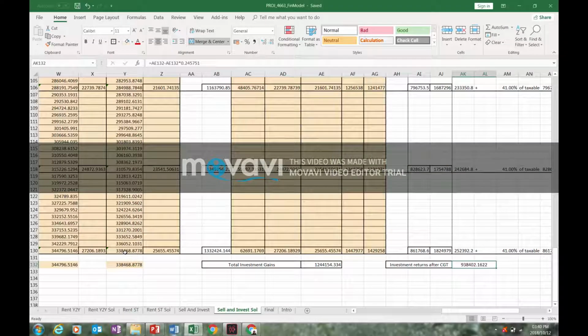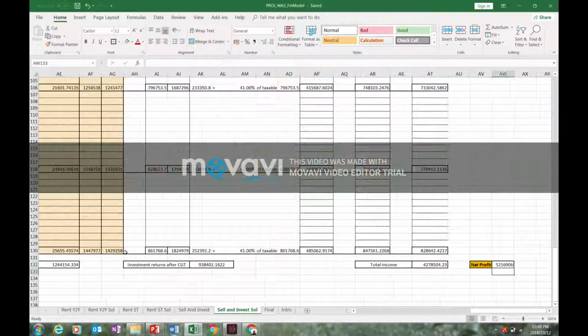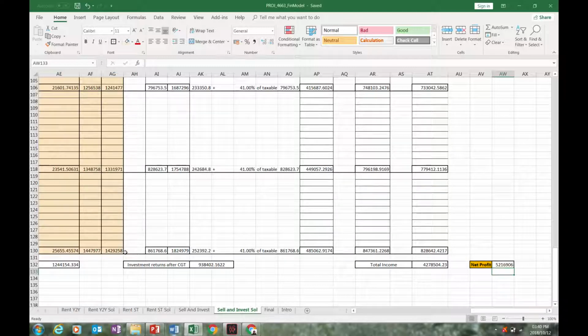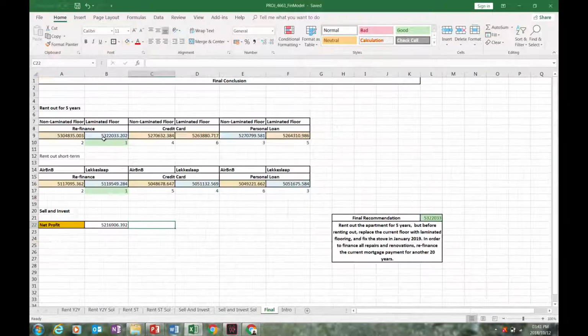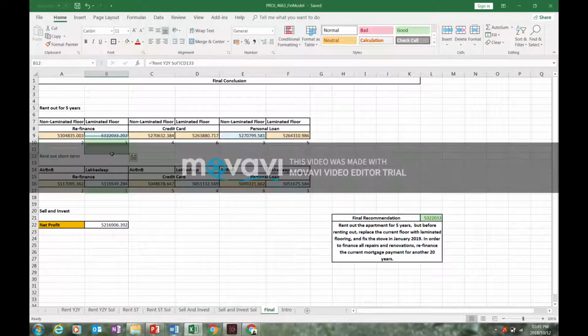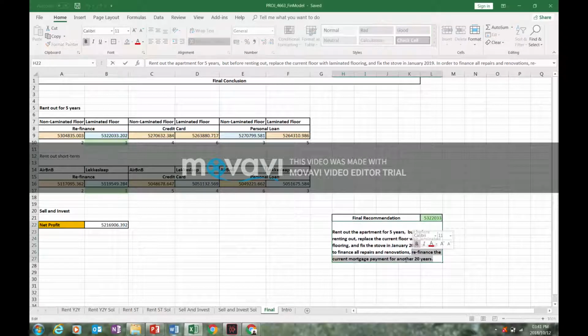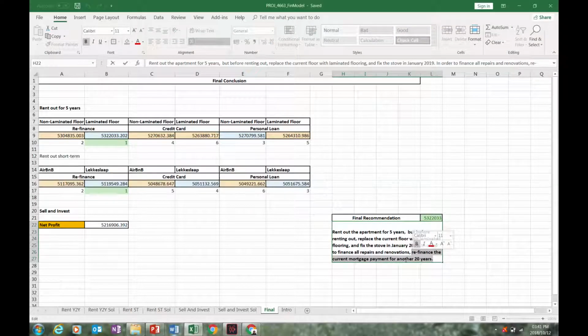We'll sum them together, and then we'll lose capital gains tax of 24% as outlined in the previous scenario. This altogether gives us a net profit over 5 years of 5.21 million. When comparing these scenarios, we'll see that the most lucrative option is to rent out the apartment for a 5-year period, laminate the floors, that includes in the 35,000 Rand cost, and immediately fix the stove. We'll also have to refinance our current mortgage payment over for another 20 years.